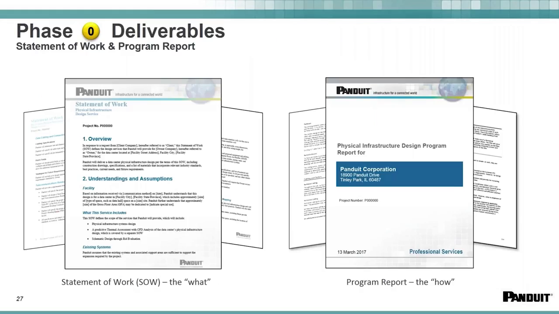And I think this will help explain the methodology a little bit better. So our phase 0 is really defining the what we're going to be doing, via a statement of work. And then once we start the project, we'll move into the how, and that's what we call a program report. And so the program report is going to be the technical performance expectations and functional requirements.